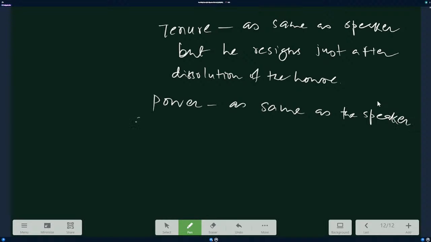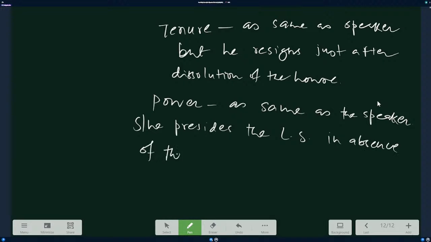He presides over the house, the Lok Sabha, in the absence of the speaker. Same as the speaker, he or she presides over the Lok Sabha in the absence of the speaker.